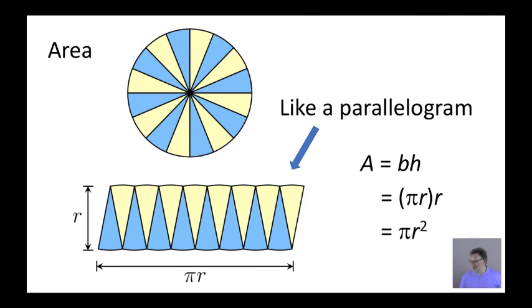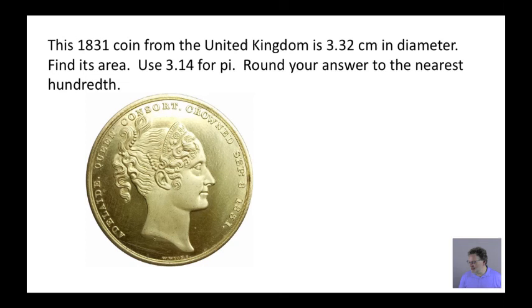All right, so here's an example involving an 1831 coin from the United Kingdom. It's 3.32 centimeters in diameter. Let's find its area using 3.14 as an approximation for pi. Let's round our answer to the nearest hundredth, so 2 decimal places here.